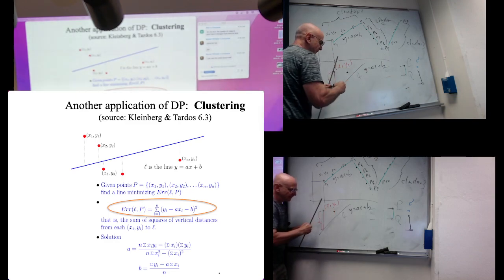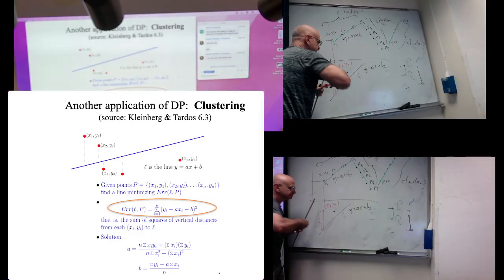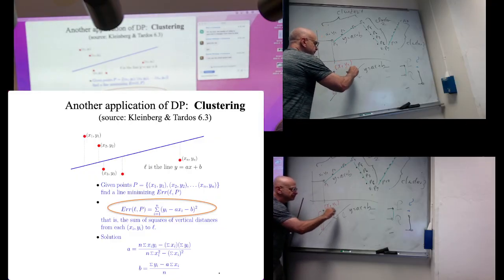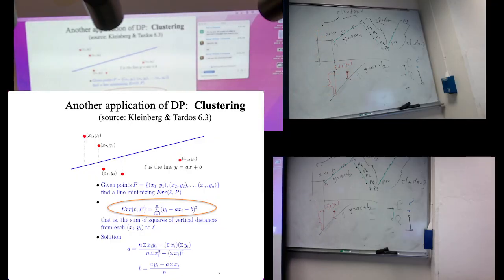Another point over here, and another distance. Yada yada, and I'm done doing it for all the points, all the way to xn, yn. And I want to find a line that would minimize the error. How do I define the error? I can look at this distance plus this distance plus this distance plus this distance, just to sum up these distances. But this expression is not nice.